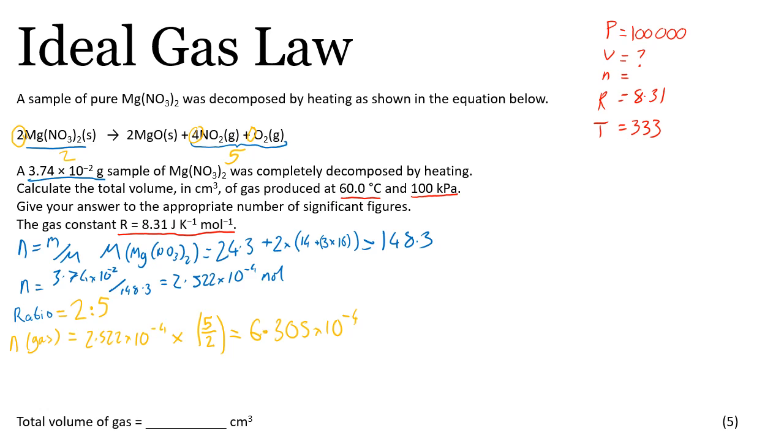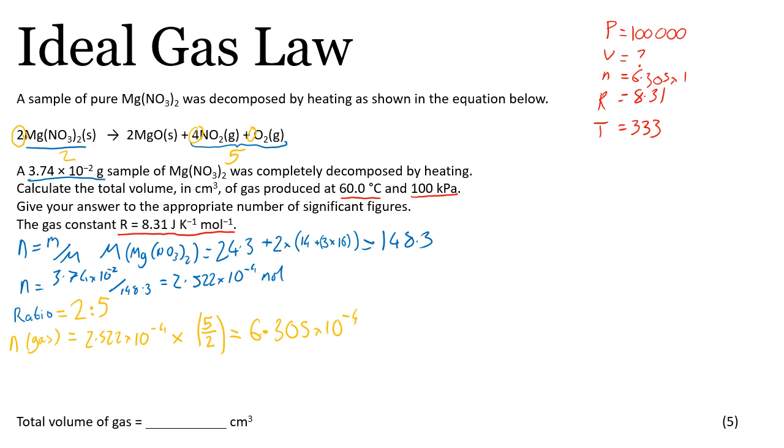Now you can always think, have I done this the right way round? Should I divide by 2 and times by 5, or should I have done 5 divided by 2? Well, if you think you're going from 2 to 5, my number must get bigger, and my number of moles has gone from 2.5 times 10 to the minus 4 to 6.3 times 10 to the minus 4. It's got bigger. I've gone the right way. Now, that 6.305 is going to be the number of moles that you can now pop down your data at the side.